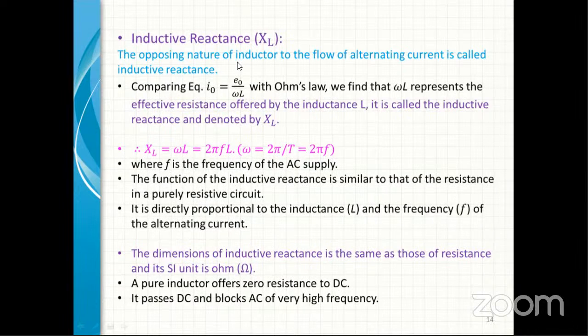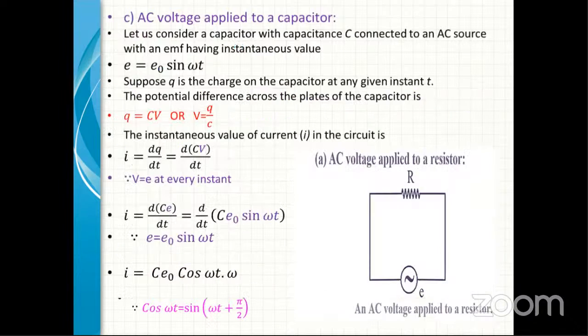The opposing nature of inductor to flow of alternating current is called as the inductive reactance. And comparing this equation here, we find that this I naught is equal to E naught divided by this omega L. In this way, we obtain this inductive reactance. Now the third case in your book, that is when we applied कॅपॅसिटर टू AC व्होल्टेज.